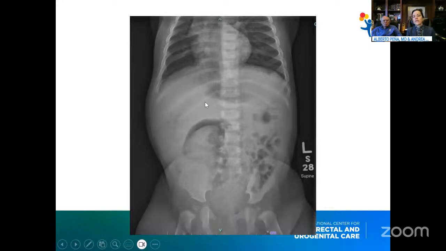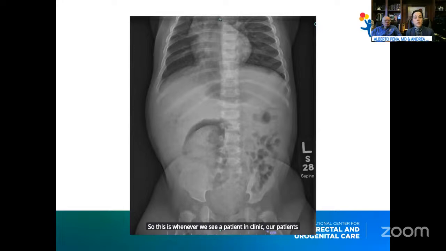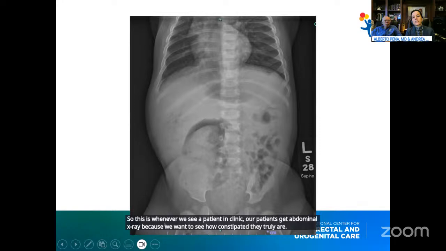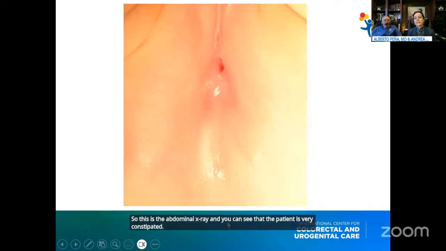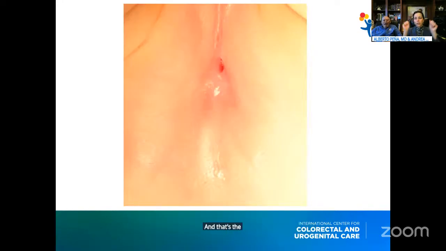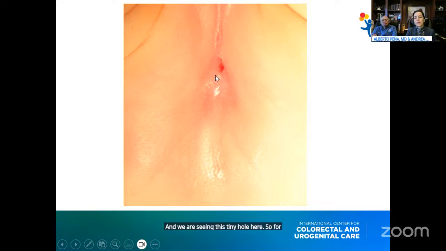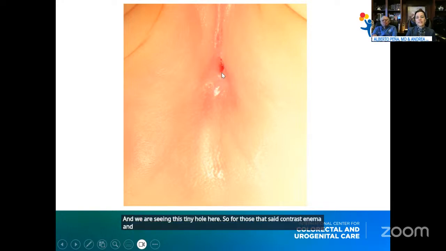Whenever we see a patient in clinic, our patients get an abdominal x-ray because we want to see how constipated they truly are. This is the abdominal x-ray, and you can see that the patient is very constipated. And that's the physical exam. We are looking at the bottom, and we are seeing this tiny hole here. So for those that said contrast enema and rectal biopsy, I would say this would be very challenging.